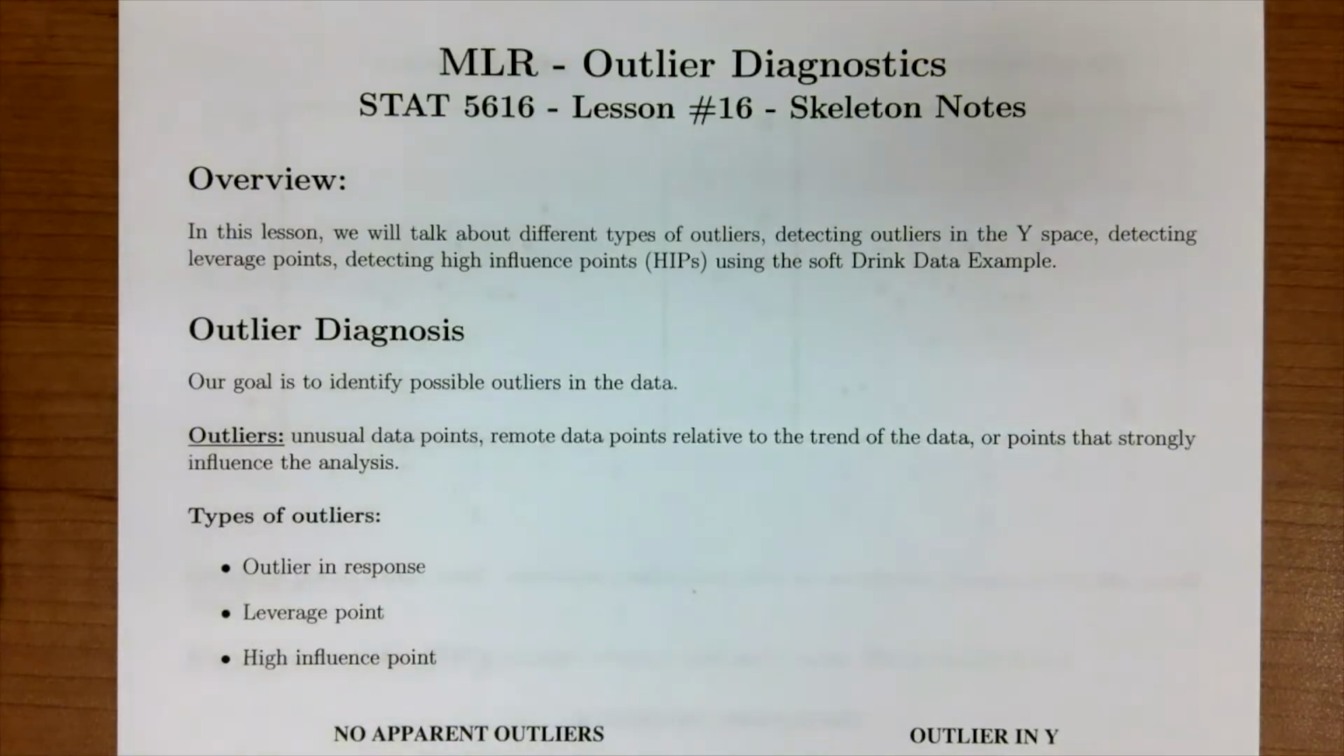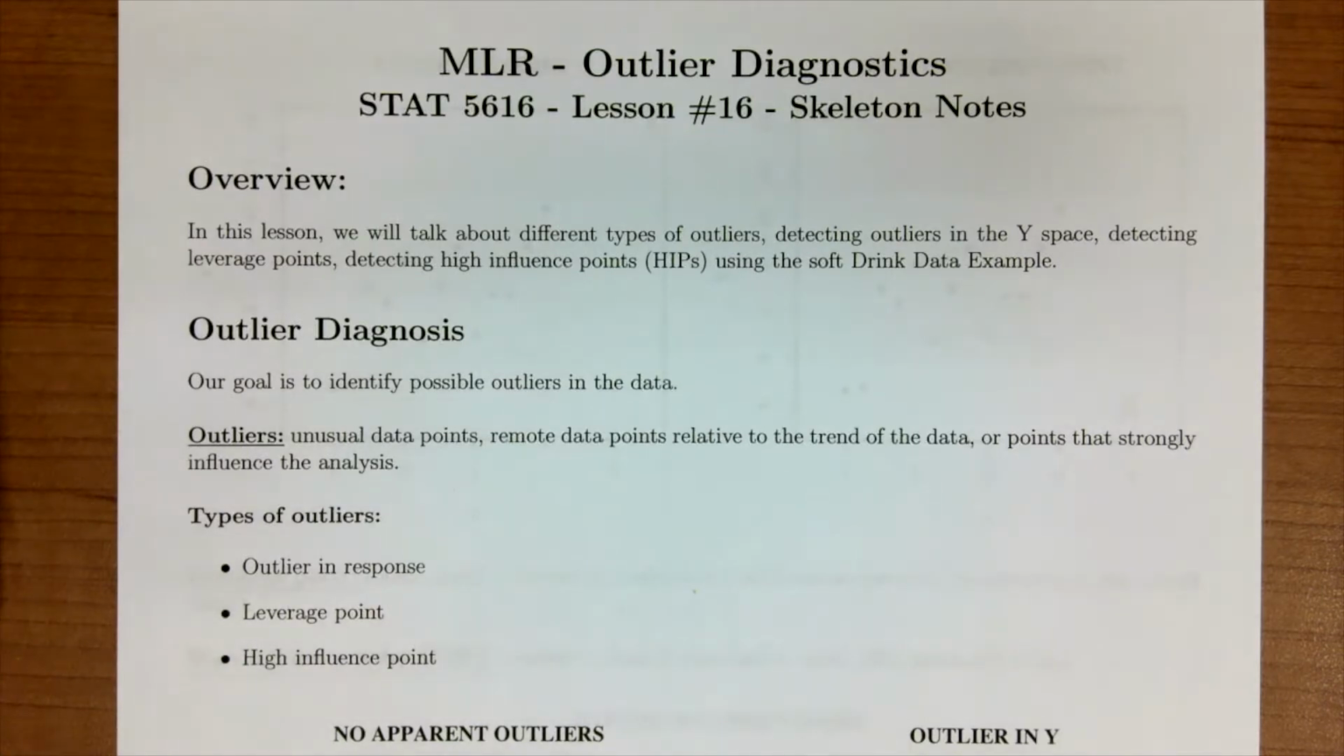So in this lesson, we're going to be talking about different types of outliers, how to detect outliers in the Y space, detecting leverage points, detecting highly influential points, all using the soft drink data that we've looked at before. So our goal is to be able to identify possible outliers in the data. And we typically define outliers as an unusual data point that's kind of remote from the rest of the data, doesn't really follow the trend, and this point is going to have a strong influence on the analysis.